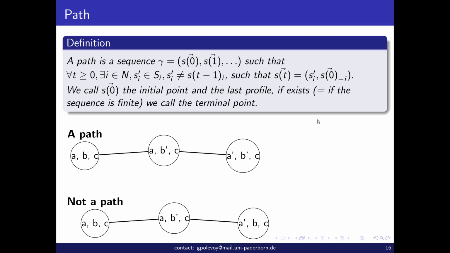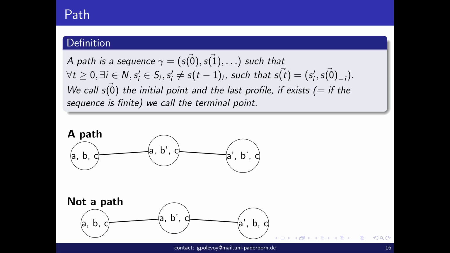So a path in our sense is a sequence, the strategy S at time 0, at time 1, and so on. Potentially it can be unbounded, indefinitely long. So for any time t greater than or equal to 0, there exists a player such that there exists S_i prime, a strategy of that player, which is not the same as the strategy that player had at time t minus 1. And at time t, that player plays that strategy, so that player deviates from what was in t minus 1, while the other players, and I should have written t minus 1, keep doing what they used to do.